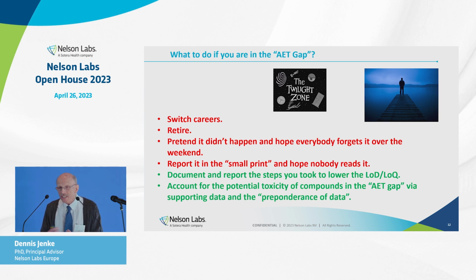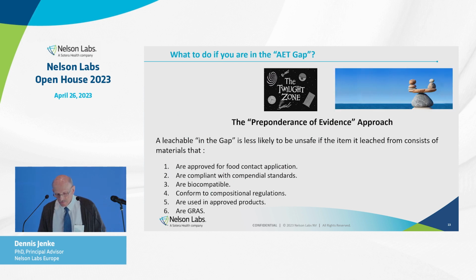It just means you need to find another way. And the other way is with a preponderance of evidence. This is all the other evidence that I have that individual committed the crime. Well, this is all the other evidence I may have that would suggest that even though I can't identify and quantify that compound because it's below my LOD, I'm pretty sure that it's safe.